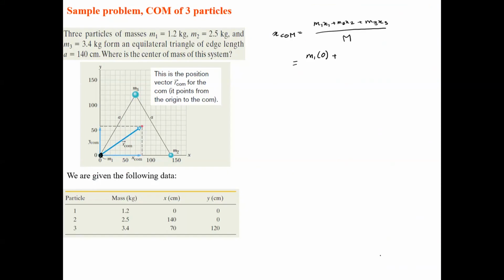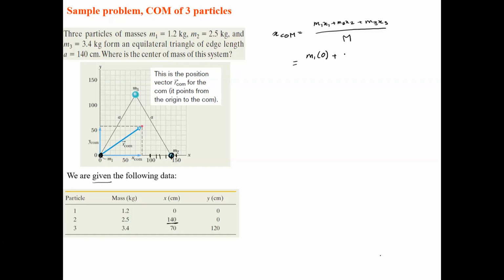The second mass, m2, is on the x-axis at a location. Let's see, this is 150 over here, and I have 100 here. So this is 110, 20, 30, 40. So m2 is at x equals 140. We are given the measurements, by the way. We don't have to read them. m2 is at x equals 140.